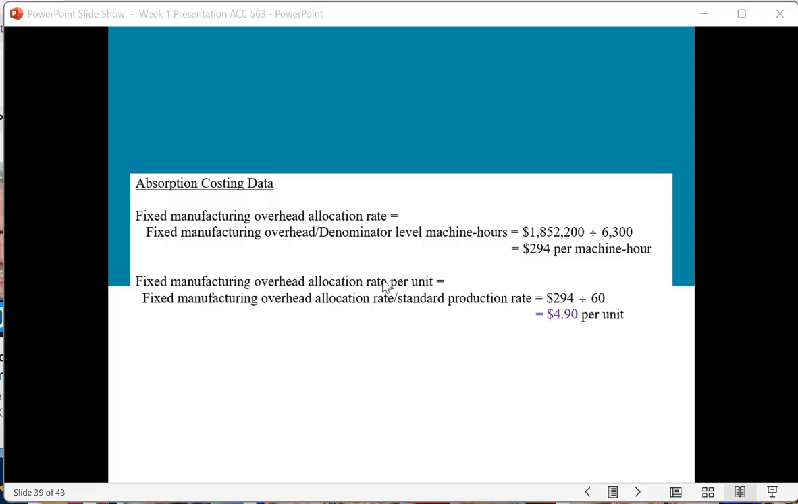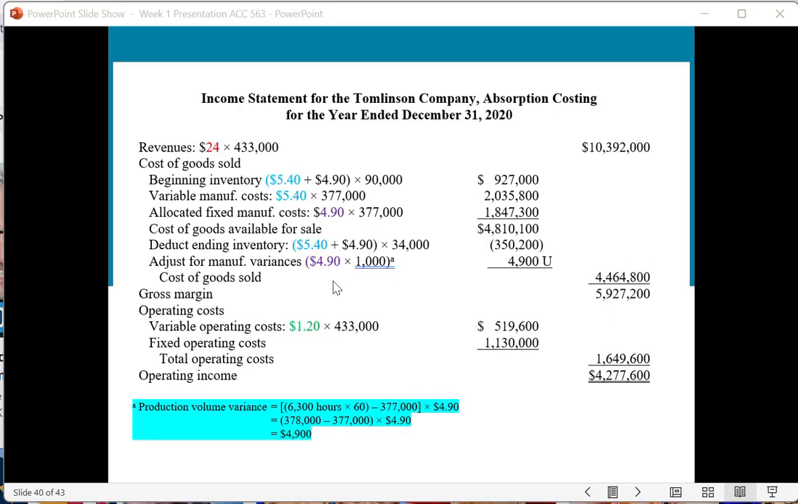So for absorption costing, we need to know our fixed allocation rate, right? So we're going to take our manufacturing overhead divided by machine hours, and we're going to get 294 per machine hour. Okay, and the allocation rate per unit is the fixed overhead allocation rate divided by the standard production rate. So the allocation rate is $4.90 per unit, because each hour produces 60 units. Okay, so $4.90 is our fixed allocation per unit, because you need it to calculate.